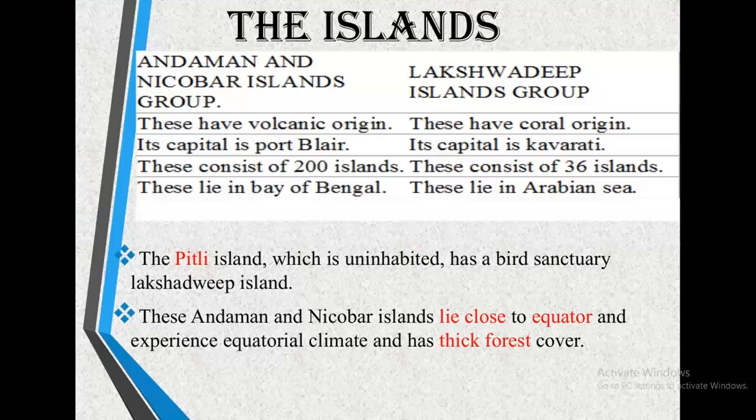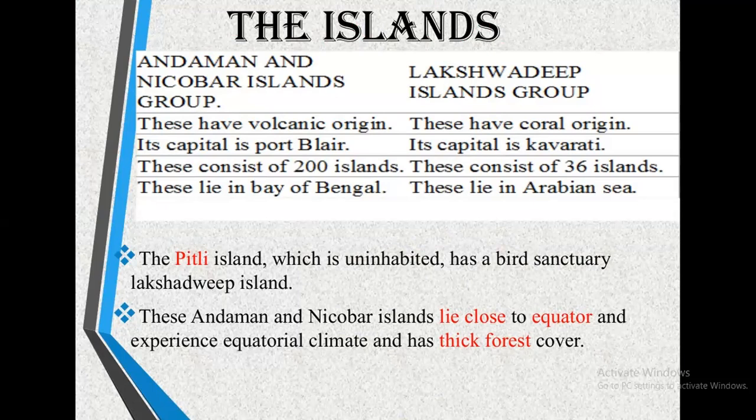The islands. Now the last topic, islands: Andaman Nicobar Islands and Lakshadweep Island. Andaman Nicobar Islands have volcanic origin, and Lakshadweep have coral origin. The origin means from where these islands have formed. Andaman Nicobar is of volcanic origin, and Lakshadweep is of coral origin.